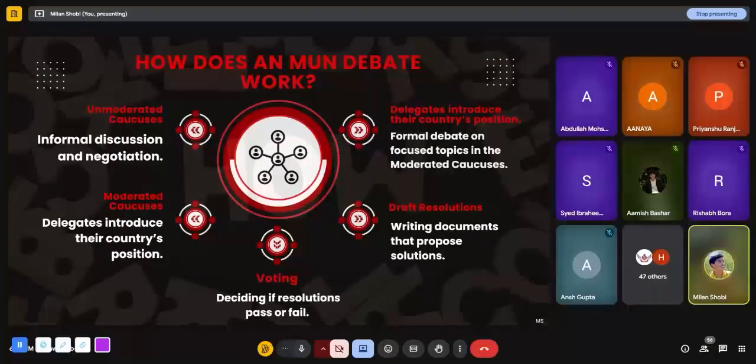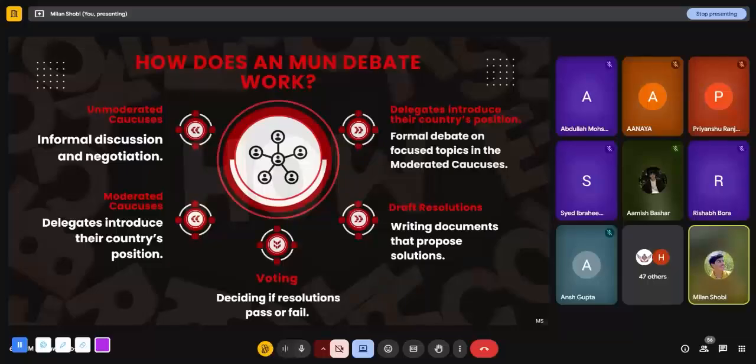The executive board, EB for short, does not mark you on how you perform in an unmoderated caucus. There are no speeches. There is just informal discussion between you and other team members.